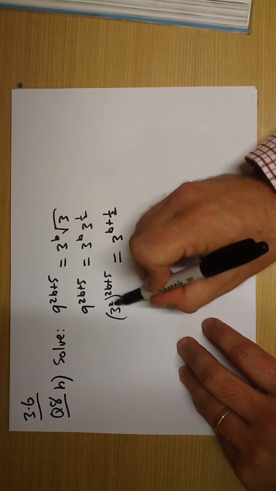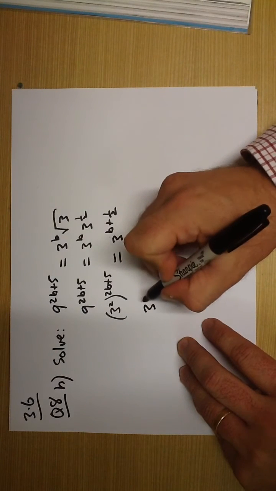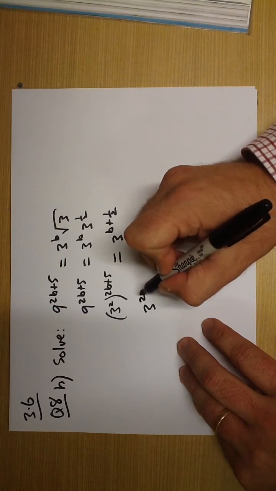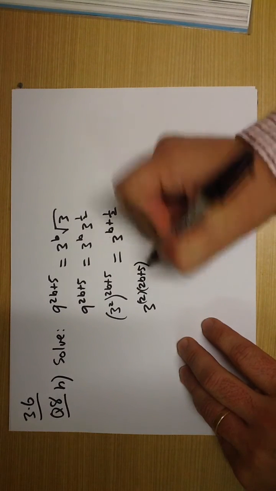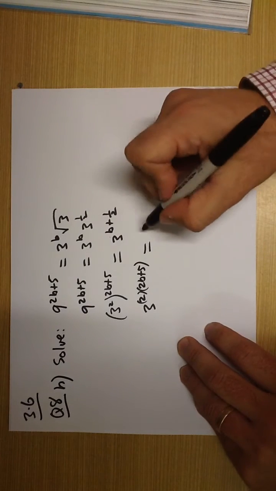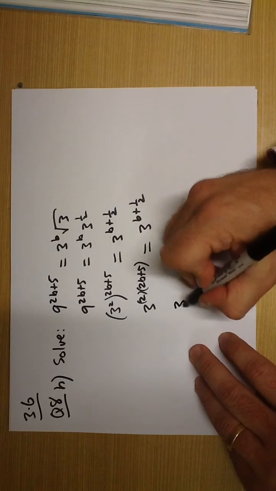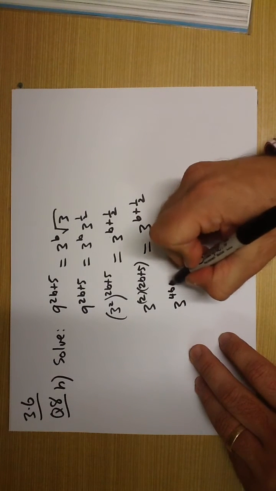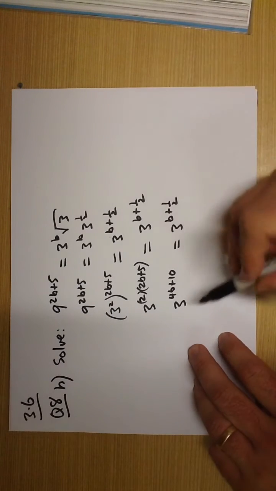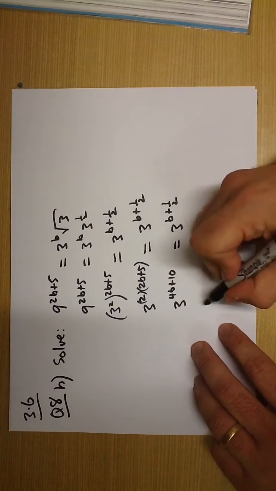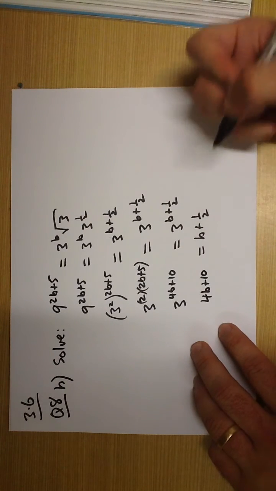Okay. Now, on this side, we've got this situation. So what I've got here is I've actually got 3 to the power of 2, and that is multiplied by 2b plus 5. Okay, and that equals 3 to the b plus a half. Okay, so what I've got here is 3 to the power of 4b plus 10 equals 3 to the power of b plus a half. Okay, I've got the same base. I can equate the indices. So 4b plus 10 equals b plus a half.